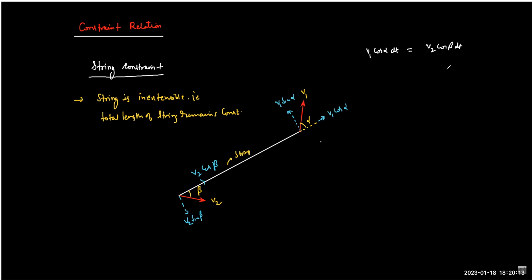Constraint relation is never written for acceleration. This is a very common mistake that many students make. They write the constraint for acceleration as well, but that may be the consequence of velocity. The constraint we write only for the actual physical movement, which is either displacement or velocity. Okay, so you may put a definition.